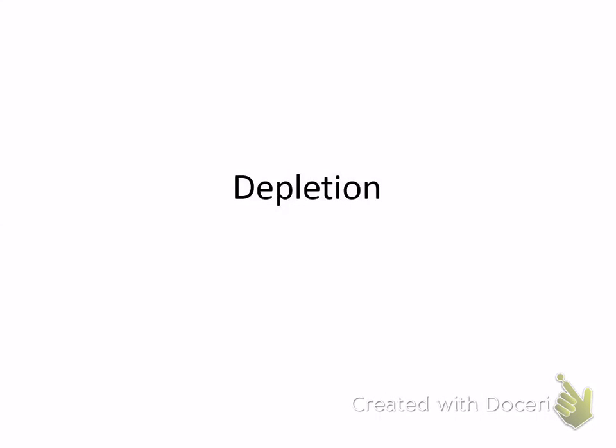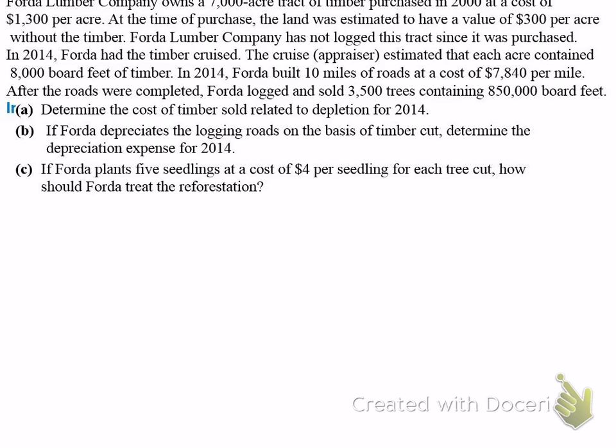This recording is on depletion. I have one example for timber and one example for mining. So in this example, it's a timber tract. There's 7,000 acres that they purchased at $1,300 per acre.